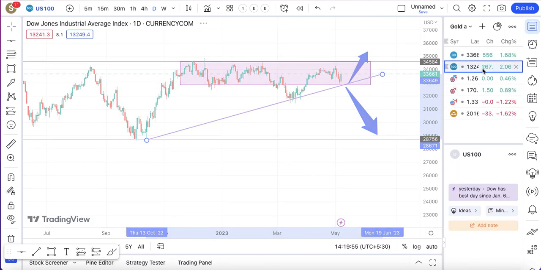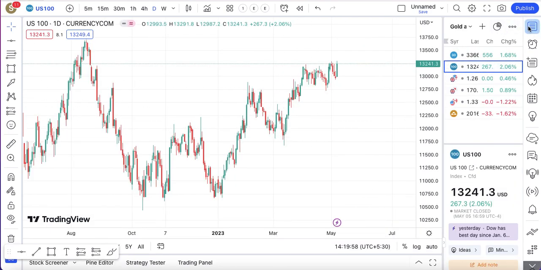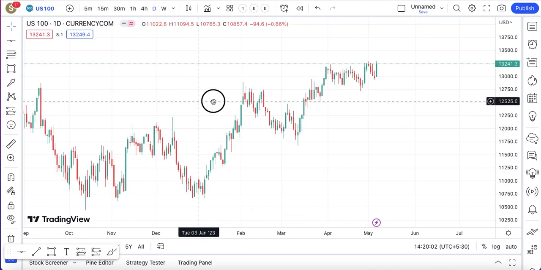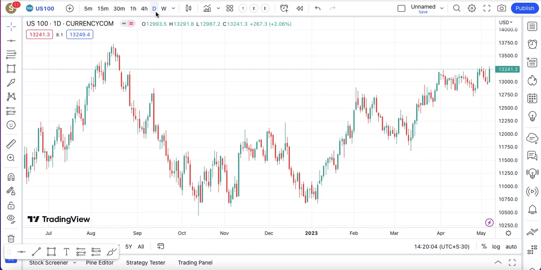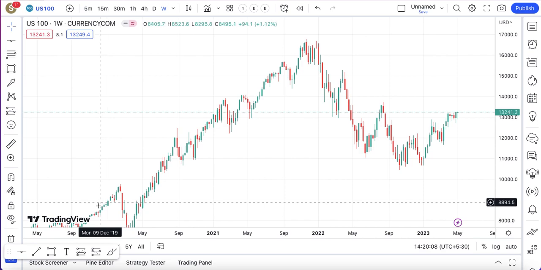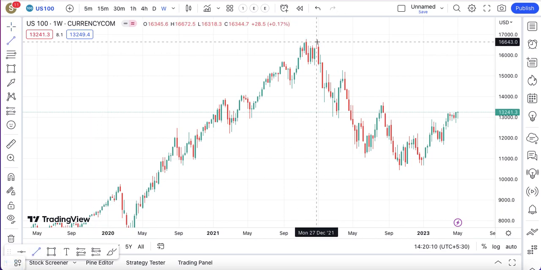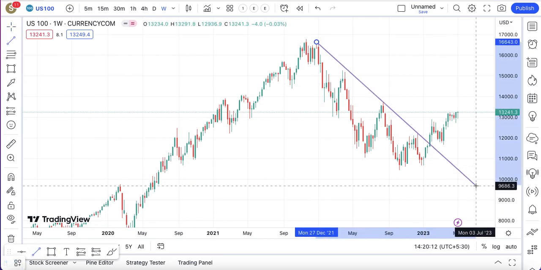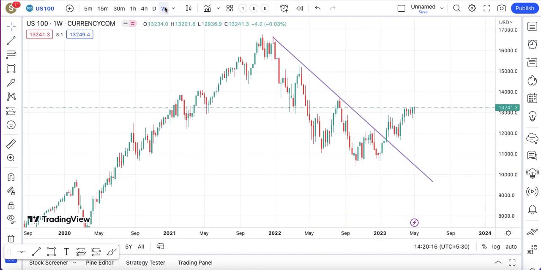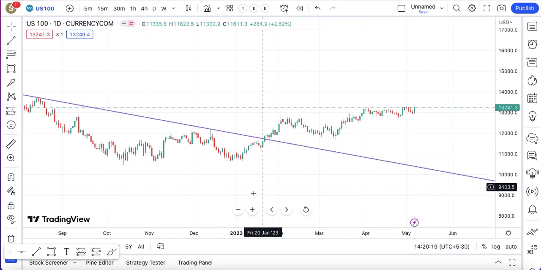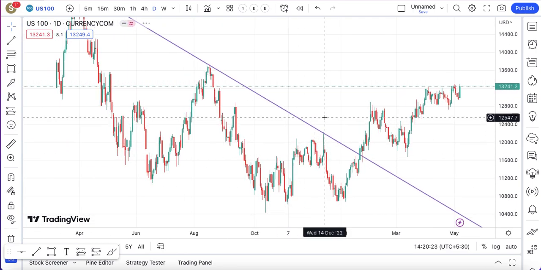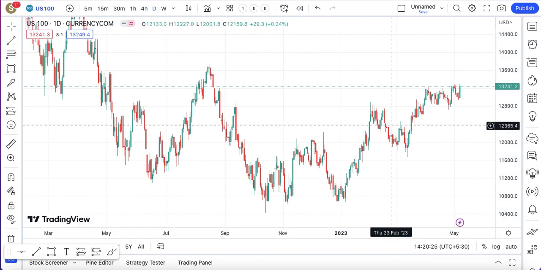Let's look at US100 or US Tech, the other index we'll be looking at. So this is on the daily time frame. Let's go on the weekly time frame. Okay, so on the weekly time frame, this was a strong trend line that was broken and market has started going up. The trend line is already broken and the market has started going up. So now the trend line loses significance.